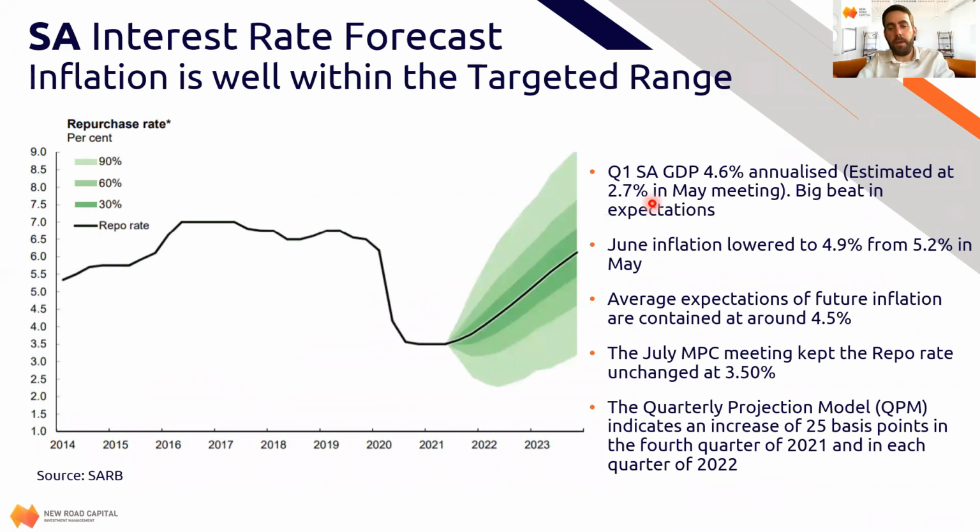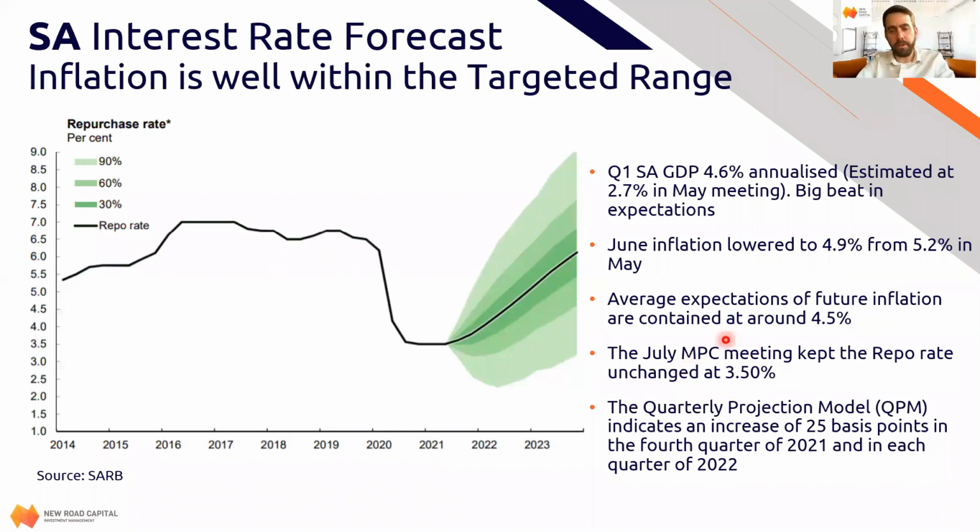If you look at GDP, like I said, 4.6% in Q1. This came out in July. It was estimated at 2.7, so that's actually a big beat, a 2% beat on what economists thought it would be. The inflation rate over this time actually lowered to 4.9% from 5.2% in May. So inflation is not really a problem. It's a little bit higher than where we'd like it to be, around the 4.5 midpoint, but nothing to worry about in terms of interest rates. Average expectations of future inflation are about at the midpoint.